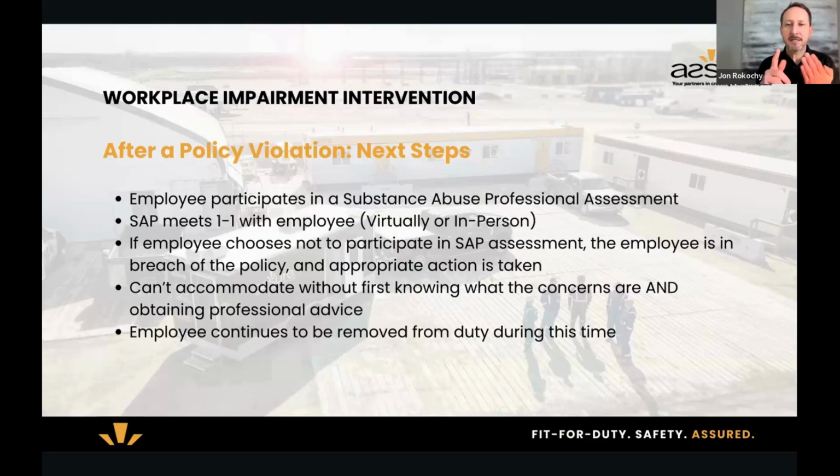Then based on their assessment, they're going to create a treatment plan. They're going to provide a one or two page document that says, based on my assessment of this employee, here's my treatment plan, which we then, at Assure, turn into a draft return to duty agreement that we would provide to you. You take that and create a return to duty agreement for that employee. If the employee wants to come back to work, they agree to abide by the terms of this return to duty agreement.